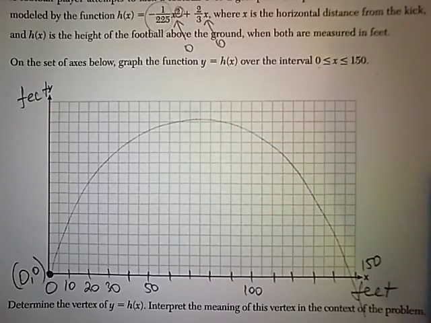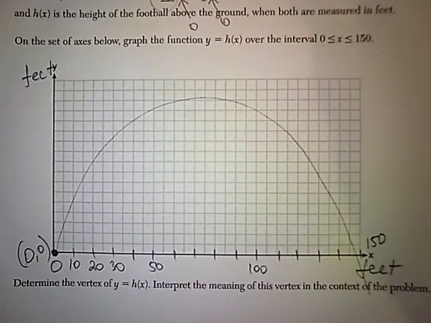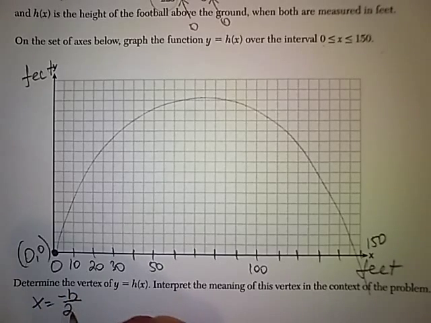Let's recall the formula for the x coordinate of the vertex. The formula for the x coordinate of the vertex is negative b over 2a. This is the same formula as you used for the axis of symmetry, for the line of symmetry. Since the vertex belongs to the line of symmetry, we can use the same formula to find the x coordinate of the vertex. So let's try to figure out what a is and what b is.